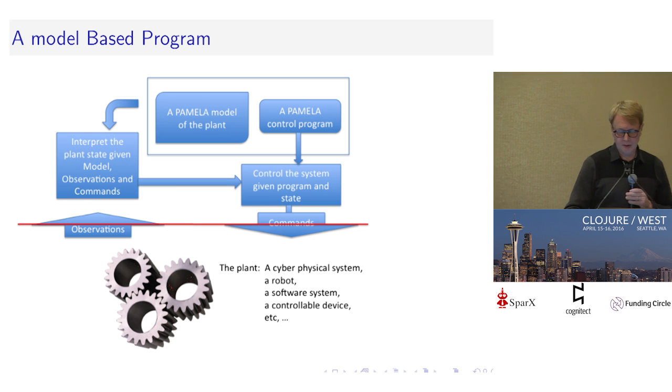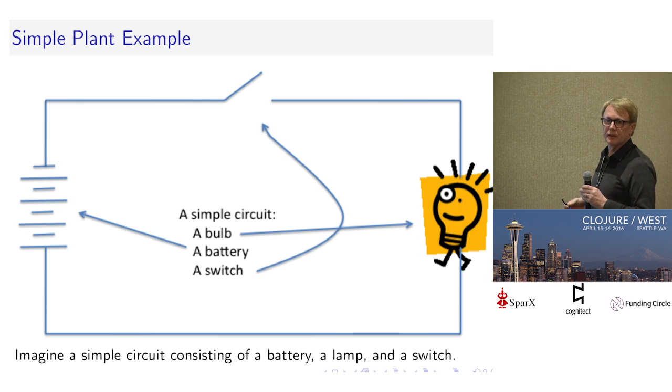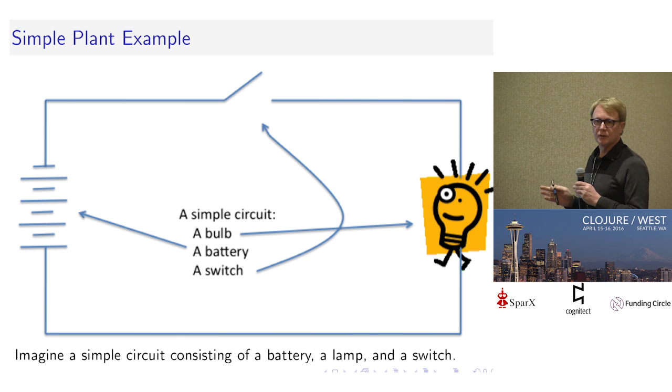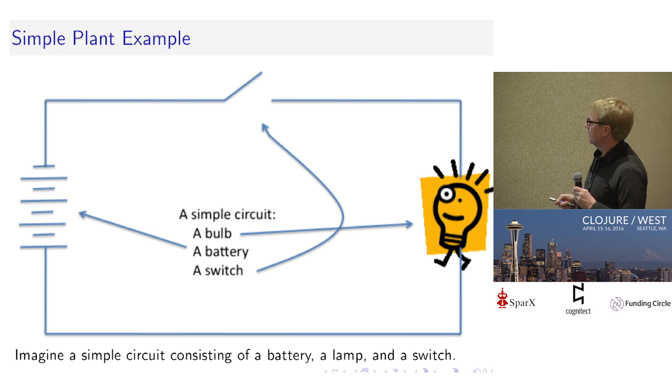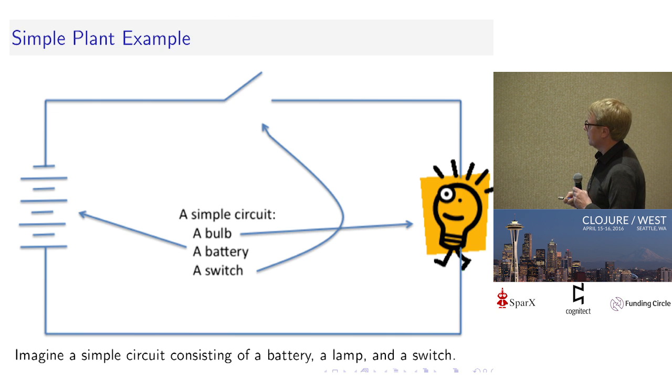So given that, let's take a very simple example. And I'm not going to talk about the language syntax, but I am going to give some examples. I have a large number of parentheses in it so that everyone's happy. In this example, picture, if you will, a battery right there, and a switch there, and a light bulb. Here we have a simple circuit that when the switch is closed, the light goes on.